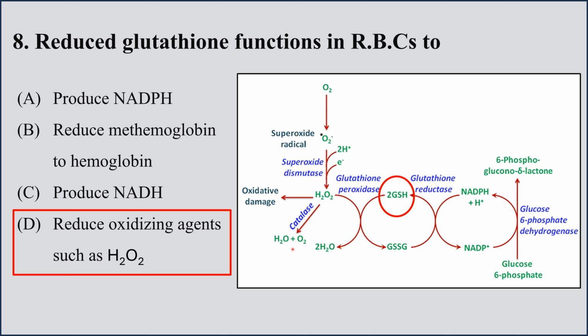So reduced glutathione reduces oxidants such as superoxide radicals and hydrogen peroxide, and converts them into less toxic water, as water is non-toxic. So that's how it prevents the cells from toxic free radicals and it prevents the cells from lysis.